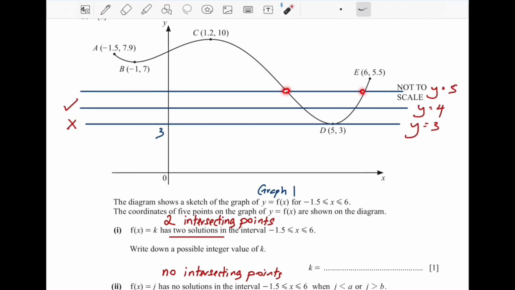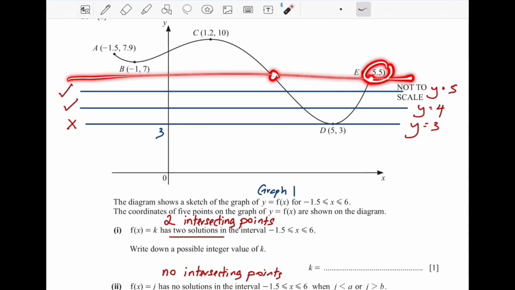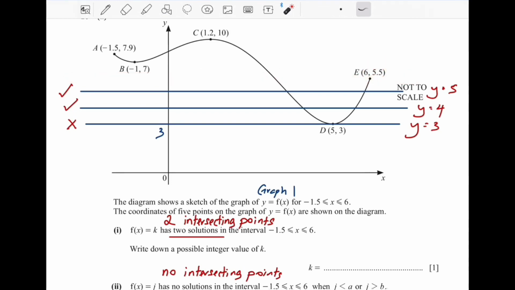Okay, accepted, 2 intercepting points. Next one, 5.5 will be here. Even though there are 2 intercepting points, it could not be accepted as an answer because 5.5 is not an integer. So take out 5.5, the next one will be 6.